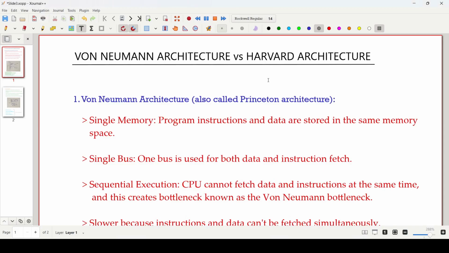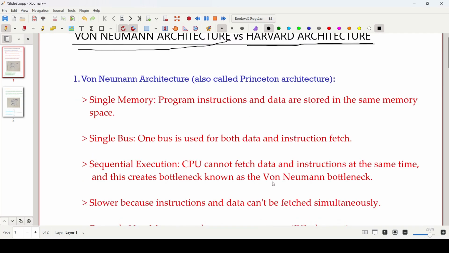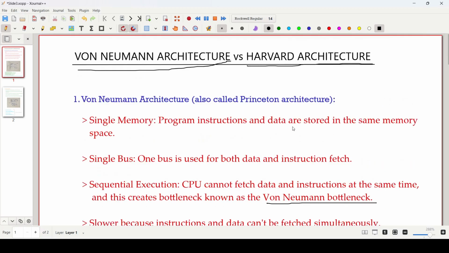In this video I'm going to discuss the two main architectures of the computer system. The first one is the von Neumann architecture and the second one is the Harvard architecture. I will also discuss one important point which most people usually don't talk about, and that is the von Neumann bottleneck, right? So let's start the video.